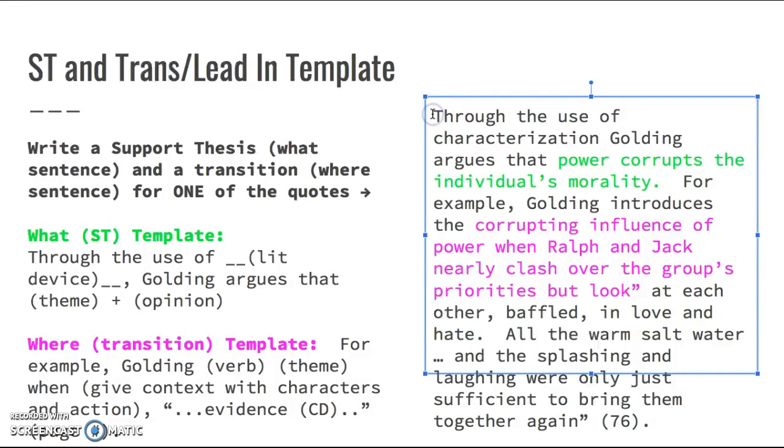So here's my support thesis based on my evidence. Through the use of characterization, Golding argues that power corrupts the individual's morality. We know later that Jack becomes this awful, power-hungry, savage individual. Then my transition and lead-in are here for you in pink. For today, I want you to just concentrate on main thesis, support thesis, and CD selection. So let's pause the video and go to your outline assignment.